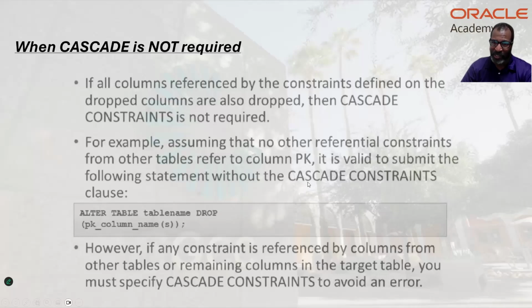This is not required. As a matter of fact, if all columns referenced by the constraint defined on the dropped columns are also dropped, so you're dropping all the columns, then you don't need the cascading constraints. It's usually when you're dropping columns from your child table or any type of targeted table that has the referential integrity that you need the cascade constraints clause.